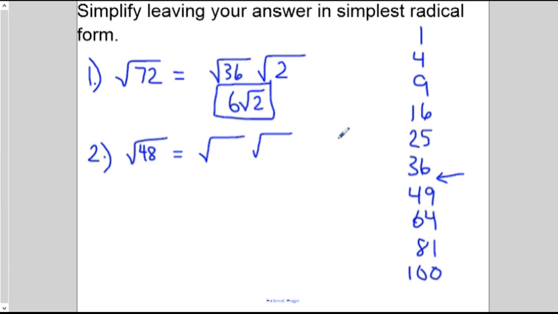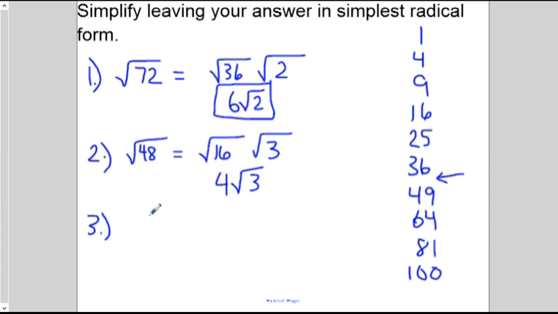If you're not sure, just use a calculator. 48 divided by 25, it's a decimal. 48 divided by 16 works though. So 16 is the perfect square right at first. 16 times 3. If you write the perfect square first, then that's always going to be the number you can reduce further. The square root of 16 is 4, and I leave the radical 3.